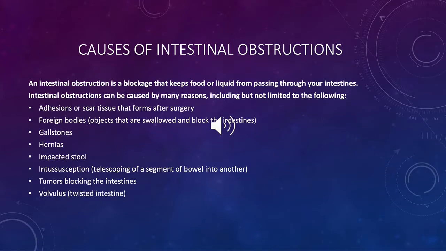On this slide, I'm going to talk about causes of intestinal obstructions. Intestinal obstructions have a long list of possible causes. The two major categories that break down all of these causes are mechanical and pseudo obstructions. Mechanical obstructions have a mechanical cause, obviously given away by the name there.